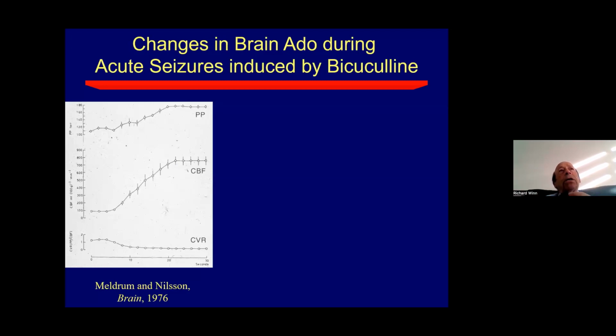So I talked about ischemia, hypotension, and hypoxia. As I pointed out earlier, there are situations where there's a limitation of supply. How about the opposite? Increased demand. And of course, the most severe form of demand is with seizures. Here's a study by Meldrum and Nielsen, a classical study in 1976. And you can see here, they seized the rat, in rats with bicuculline. And here's the cerebral blood flow, a really dramatic, almost 8-fold increase in flow.